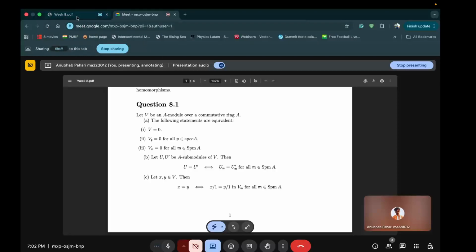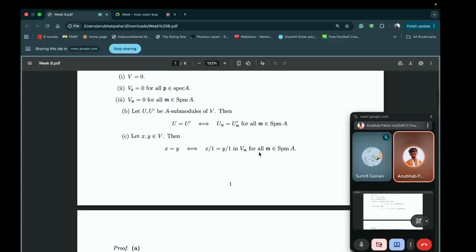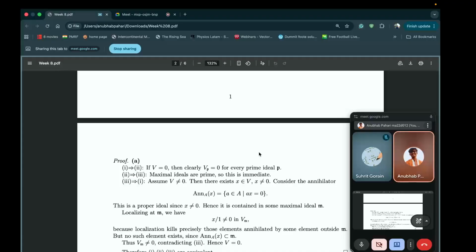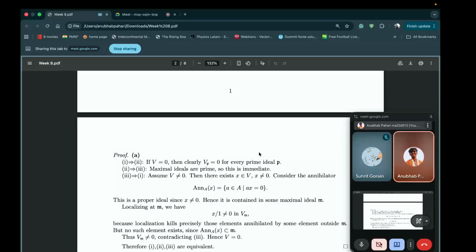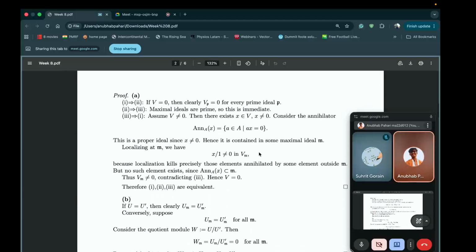Okay, so let us start with our first proof. One thing is clear, that if V is 0, then Vp is 0 for every prime ideal, because the elements there are of the form a by small p, where your small p is coming from P. And another statement is obvious, that 2 implies 3, that says that if Vp is 0, then Vm is 0, because all the maximal ideals are also prime ideals.